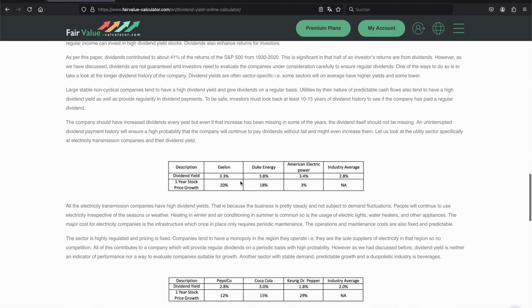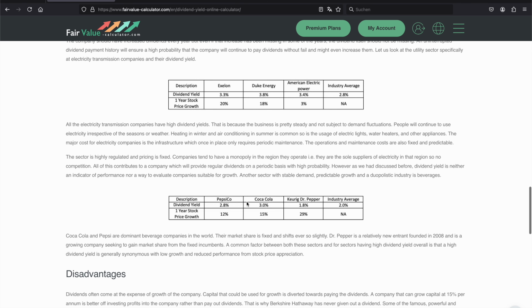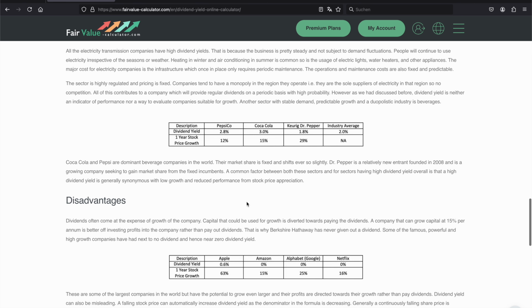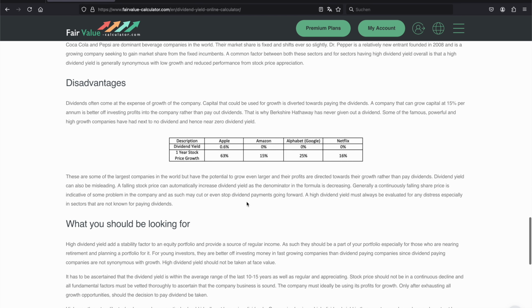This metric also plays a crucial role in estimating the fair value of a company. By comparing a company's current dividend yield to its historical average or industry benchmarks, investors can determine whether the stock is undervalued, fairly valued, or overvalued. For instance, if the current dividend yield is significantly higher than its historical average and the company's dividend payments remain stable, it may suggest that the stock price is undervalued, presenting a potential investment opportunity.